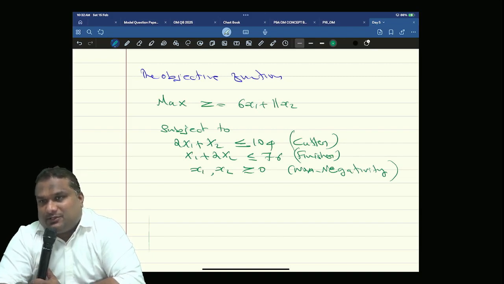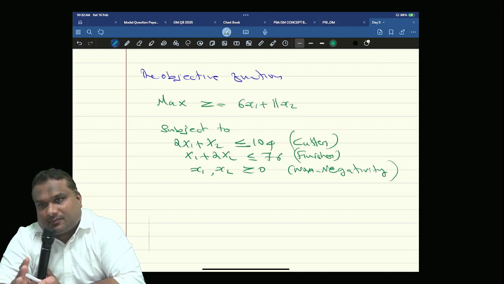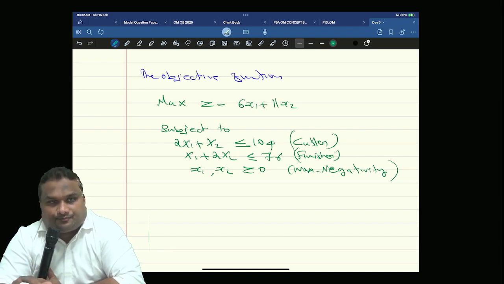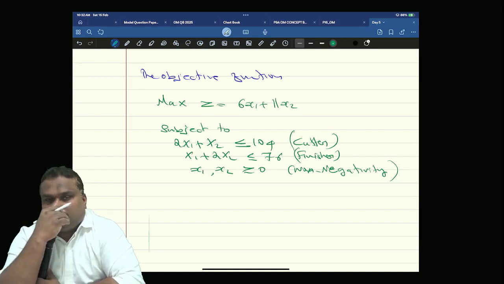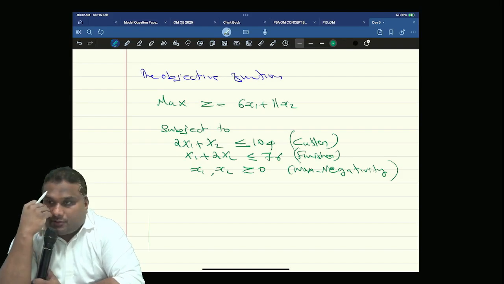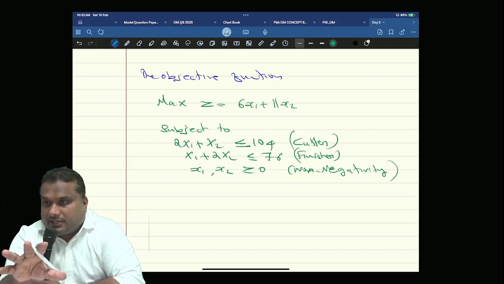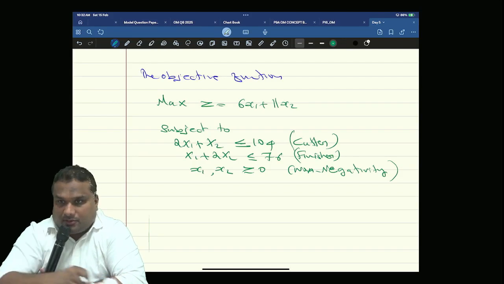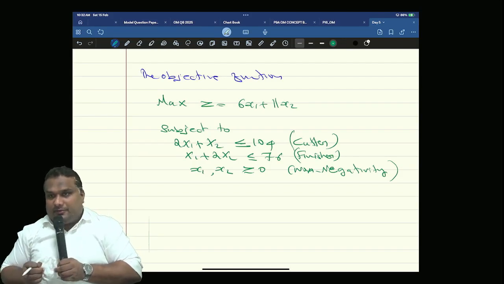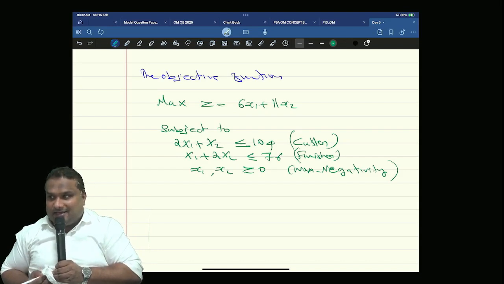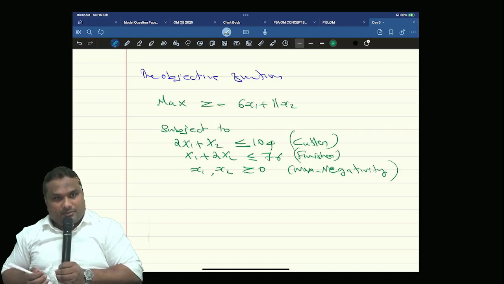We need to do this graphical method. In the exam, you need to create only the constraints, no need to solve. But if I'm not solving now, you will not have any interest in this. You will feel very bored. You understood the things?